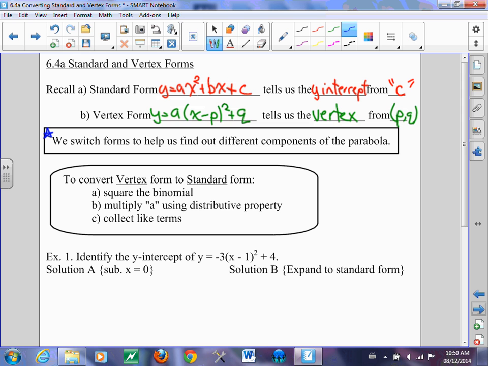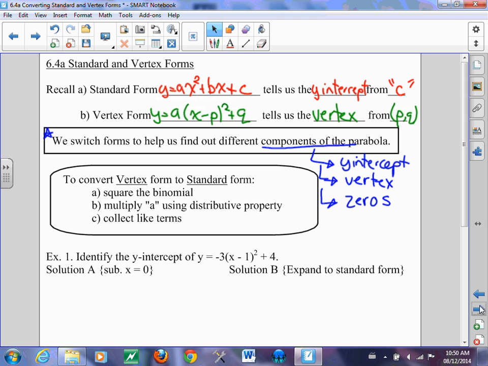Okay, and this is important to remember, so please make sure you put this in a box and star it. We switch forms to help us find different components of the parabola. And the different components we're talking about here, you could be finding the y-intercept, which is in standard form. We could be finding the vertex, which is from vertex form, or we could be finding the zeros, or solutions, or roots, or x-intercepts, and that's from factored form. Okay, that's what we spent a lot of time on last unit.